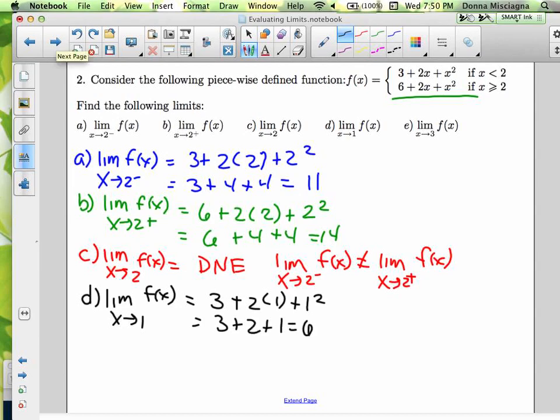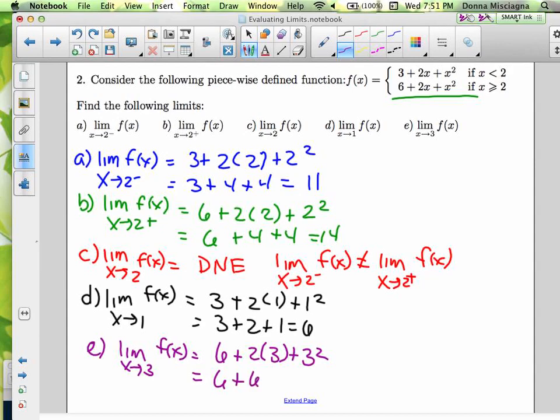And then finally, last but not least, E, the limit as x approaches 3 of f of x. We'll just plug into the greater than. So 6 plus 2 times 3 plus 3 squared is 6 plus 6 plus 9, which is going to give us 21. And that's it.